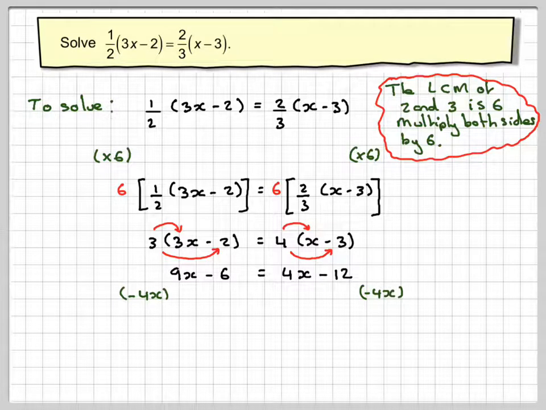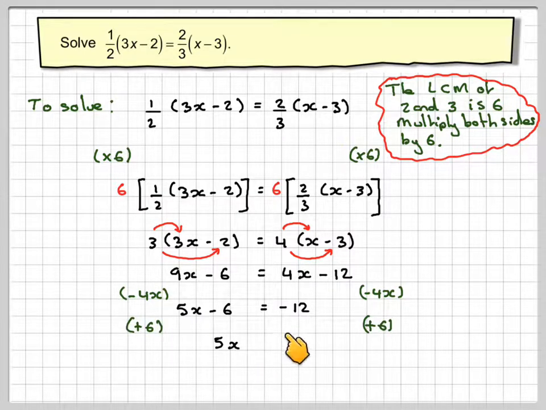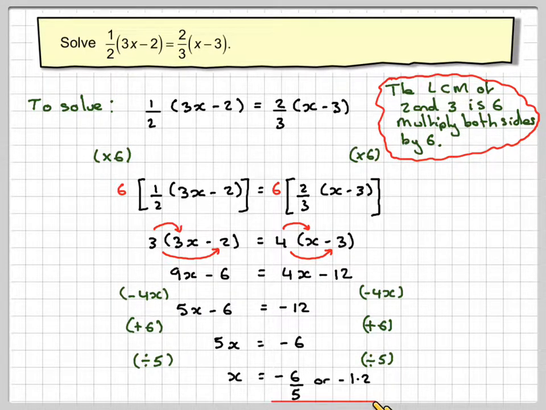9x take away 4x gives me 5x minus 6, and then 4x take away 4x gives me nothing, and we still have minus 12. Don't forget the minus sign here. Adding 6 to both sides, so we're going to get 5x is equal to minus 12 plus 6, which makes minus 6, and then dividing by 5 on both sides, we're going to get x is equal to minus 6 over 5, or minus 1.2.